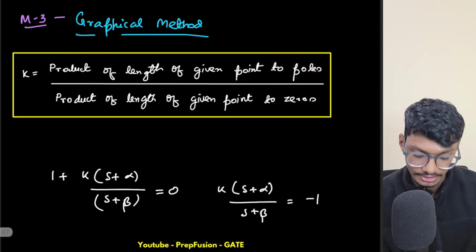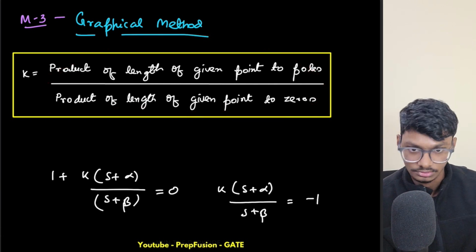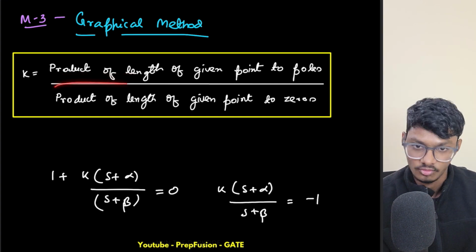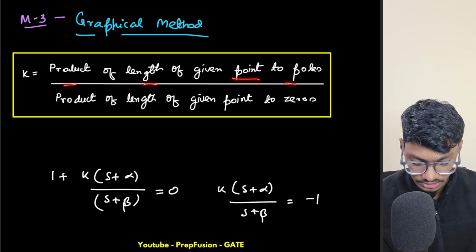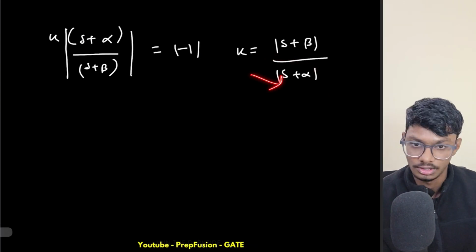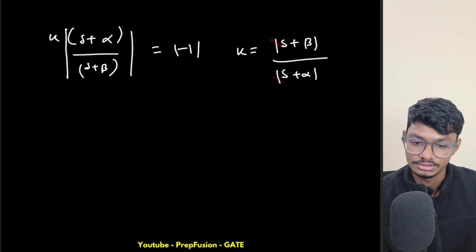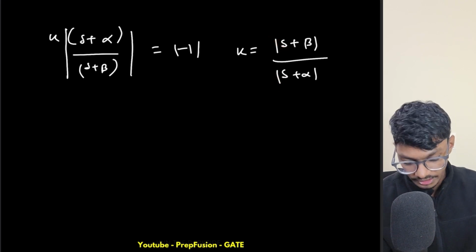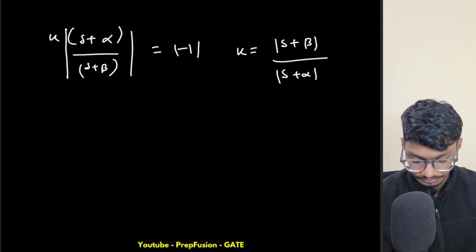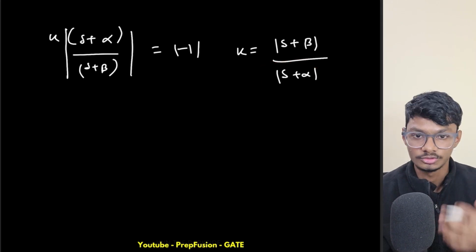Here, since I have only one pole and one zero, it was simple. Else if I have multiple poles and multiple zeros, this will be the formula: product of length of the given point to the poles divided by product of length of the given point to the zeros. Zero is in the denominator and pole is in the numerator. If we don't have any zeros, then obviously our denominator will become 1. So this was the basic intuition about the formula.